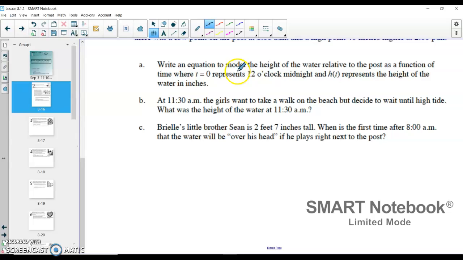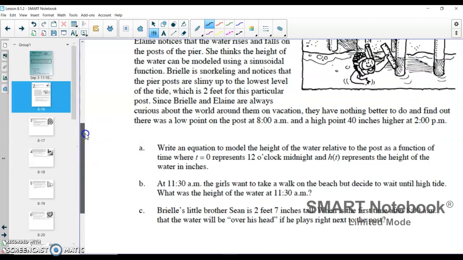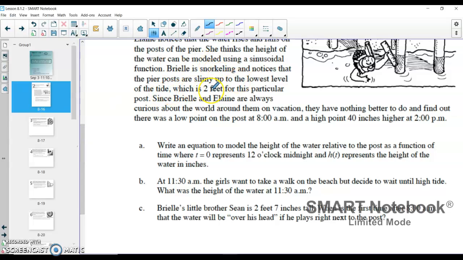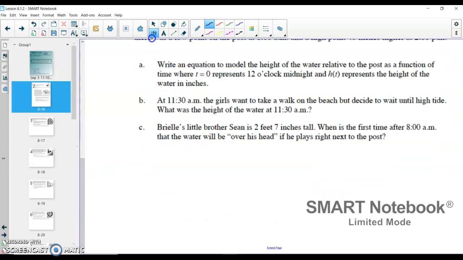Now in part A, it wants us to write an equation to model the height of the water relative to the post as a function of time where t equals 0 means 12 o'clock midnight. And h of t represents the height of the water in inches. What we know from this problem is that the lowest level of the tide is 2 feet. It says the low point is at 8 a.m., which would be t equal to 8, and it's going to be at 2 feet. And we're going to do this in inches. So when we have t equal to 8, the water level is at 24 inches, which is 2 feet. Okay, and that's the low point.